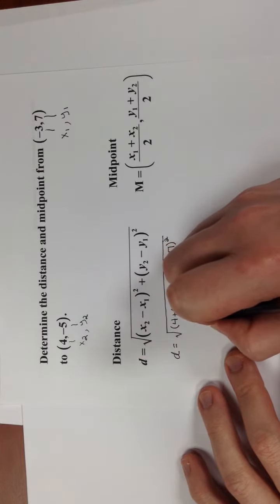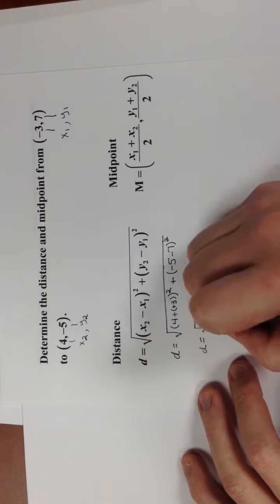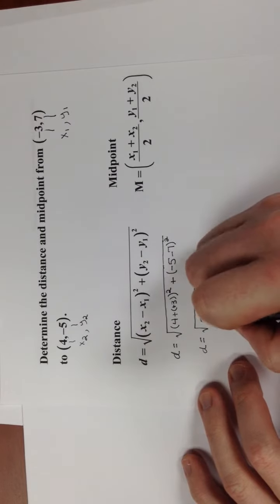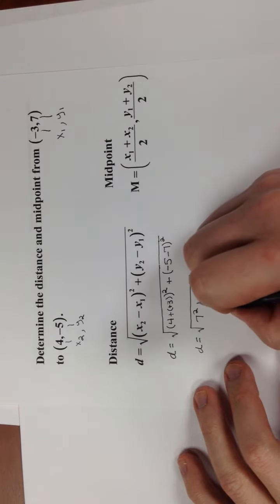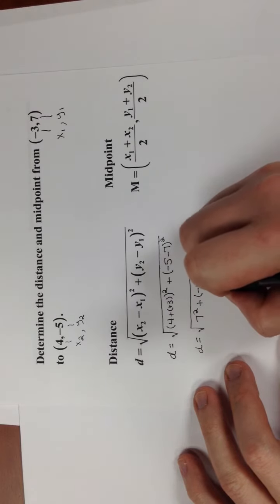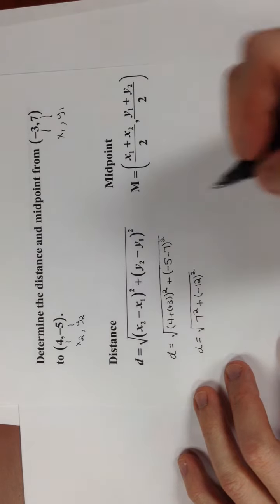Now in looking at the differences, we have 4 minus -3. Subtracting a negative is the same as adding a positive, so 4 minus -3 is going to revert to 7. So you have 7 to the second. -5 minus 7 will be -12, and that will be squared.